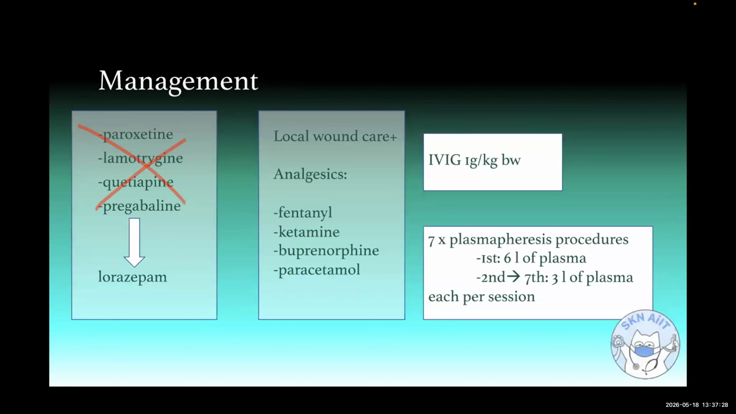Moving on to the treatment. The most important thing here was the discontinuation of the causative drugs. For this time, they were all replaced with lorazepam. Gentle wound care and lesion hygiene were implemented, and his severe pain was treated with fentanyl, ketamine, buprenorphine, and paracetamol. He was treated with intravenous immunoglobulins, and most importantly, he underwent a total of 7 plasmapheresis sessions.